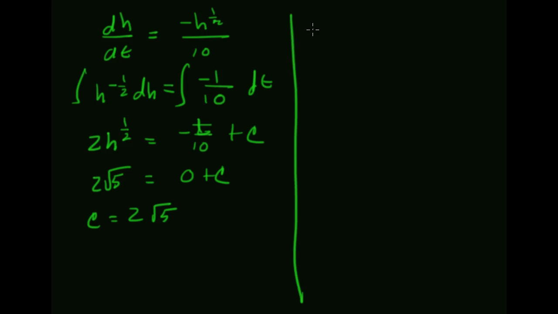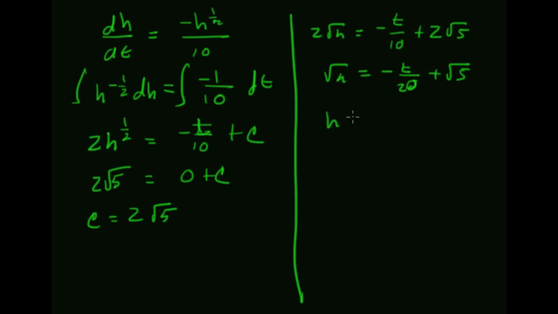Okay, so 2 times the square root of h is equal to negative t over 10 plus 2 times the square root of 5. Divide it all by 2, you get the square root of h is negative t over 20 plus the square root of 5. Square both sides. h of t should be negative t over 20 plus the square root of 5, squared. So there is height in terms of time.